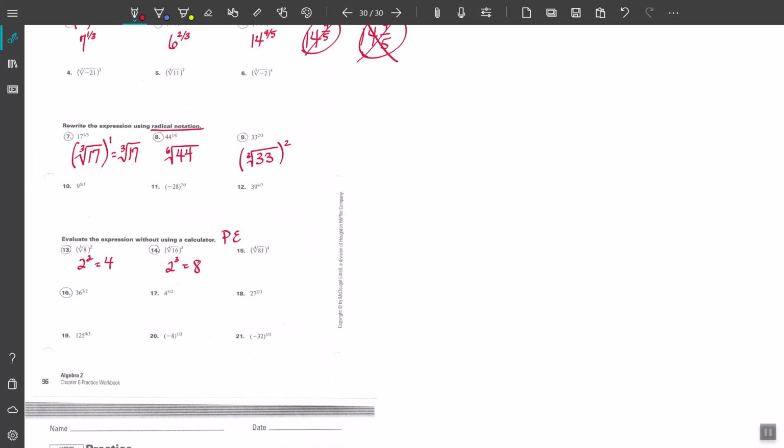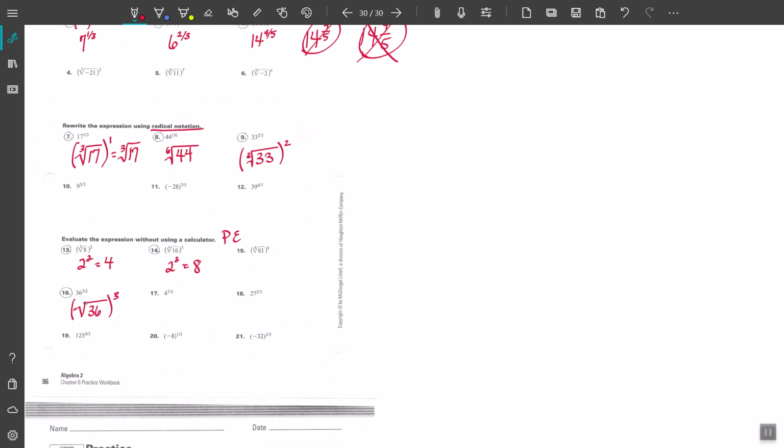On 16, it's in exponent notation. I'm going to write it in radical notation, because in radical notation I can do it without a calculator. If I was going to use a calculator on this, I wouldn't do this. But we have the square root of 36. I know it's the square root because my denominator is 2. So I could write the 2 in the radical, but I don't need to do that, because when no number is written in there, we know it to mean the square root. Okay, so this is the square root of 36, or the second root of 36, and that whole thing is going to be raised to the 3rd power.